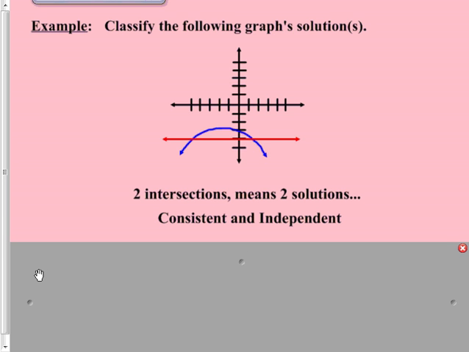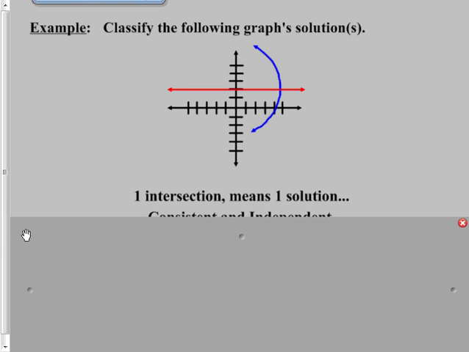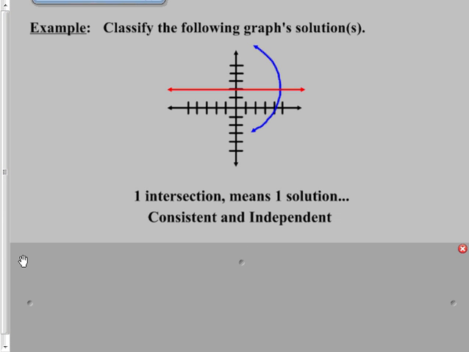We are going to say that they are consistent because they do have solutions, and we are going to say that they are independent because they are 2 different graphs. Okay, let's look at another one. Classify the following graph solutions. Once again, 2 completely different graphs, and they do intersect each other. They are consistent because we do have an intersection, and they are independent because we get 2 different graphs instead of just one graph.